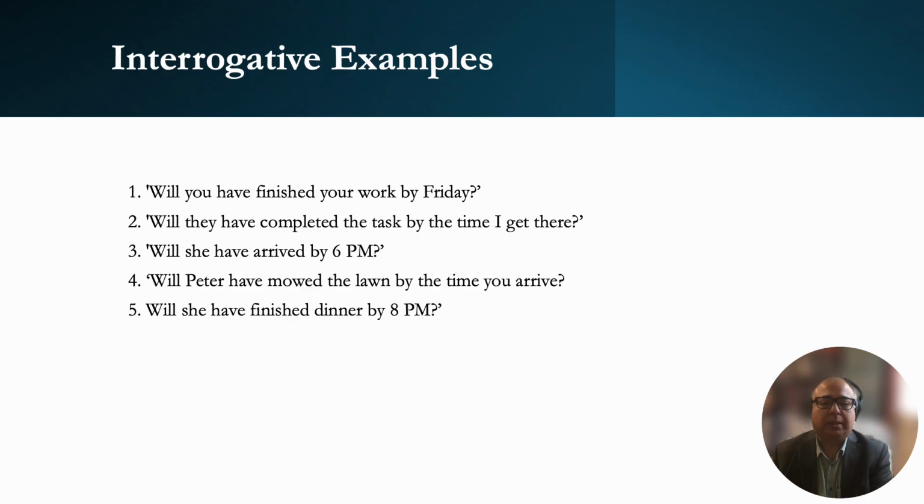Interrogative examples, right? You see will begins each of these sentences. So you will have finished your work by Friday is an affirmative sentence, and you move will to the beginning of the sentence, okay, in the front. Will you have finished your work by Friday? Will she have arrived by 6 p.m.? Will they have completed the task by the time I get there? Will Peter have moved the lawn by the time you arrive? Will she have finished dinner by 8 p.m.? Okay, these are all questions used in the future perfect tense.